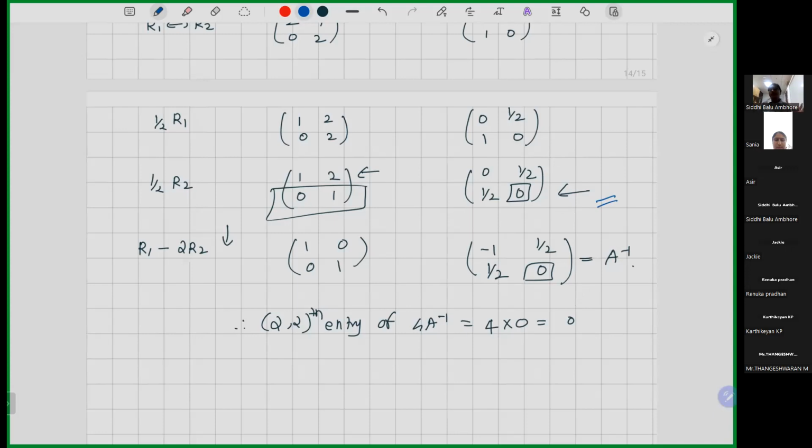And please understand that when we apply row operations, what changes they make and which rows they change when we apply a certain row operation. Okay, any doubts, please let me know.